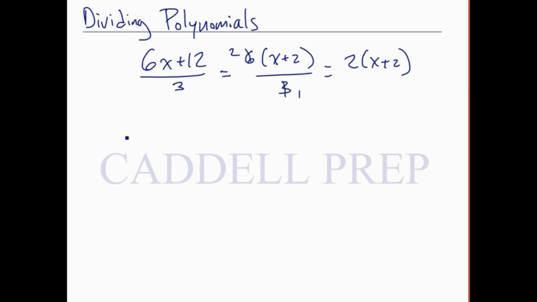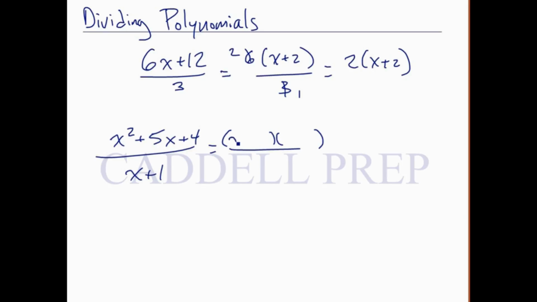Similarly, we could do the same thing if we divide by a polynomial. So say we have x squared plus 5x plus 4, and we divide it by x plus 1. Let's try and factor the top first. This is a quadratic, so let's split it up like this. We have x and x. Then these numbers have to add up to 5 and multiply to 4. So what numbers add up to 5 and multiply to 4?